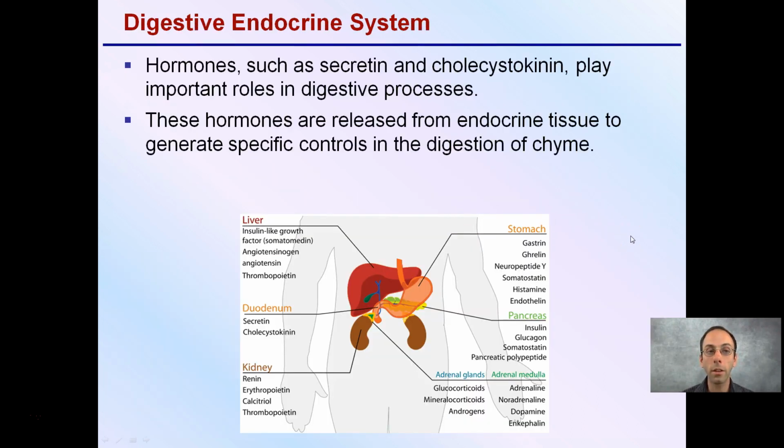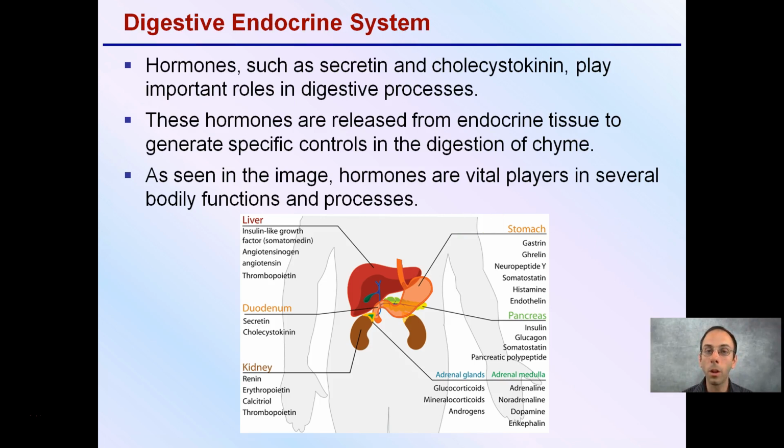With the digestive endocrine system, there are hormones. Cholecystokinin plays an important role in the digestive process. You can see all of these many different hormones released at different points because there's also different pH and different breakdowns occurring at different parts of the digestive system. Hormones play vital roles in several bodily functions and processes, as do certain enzymes.